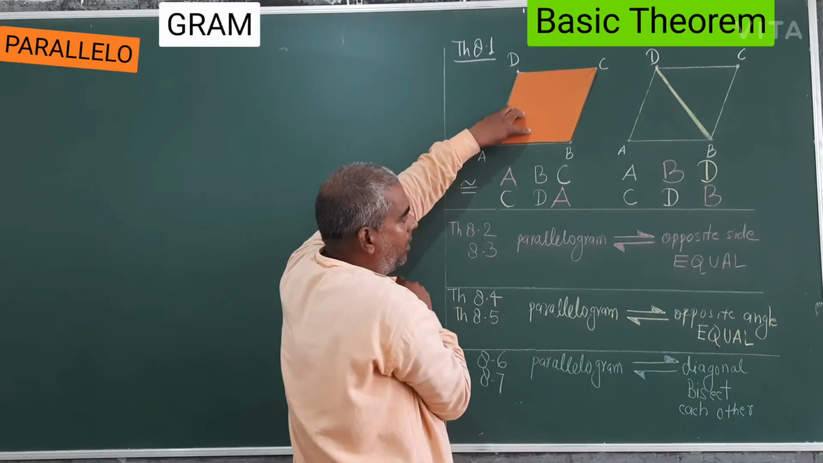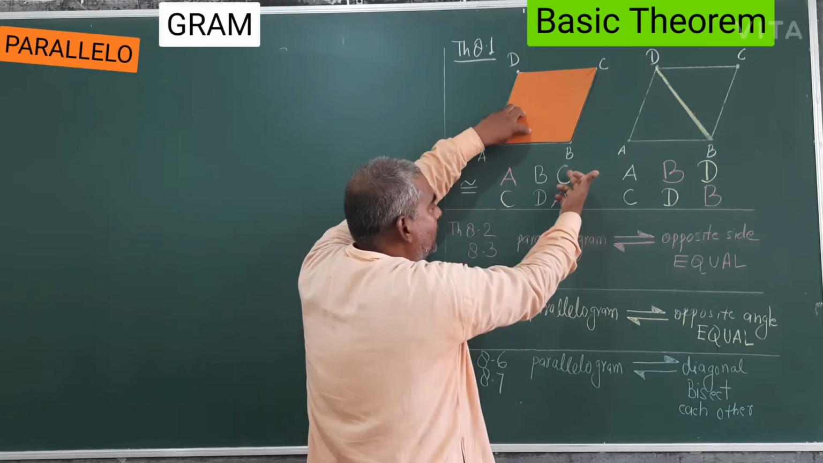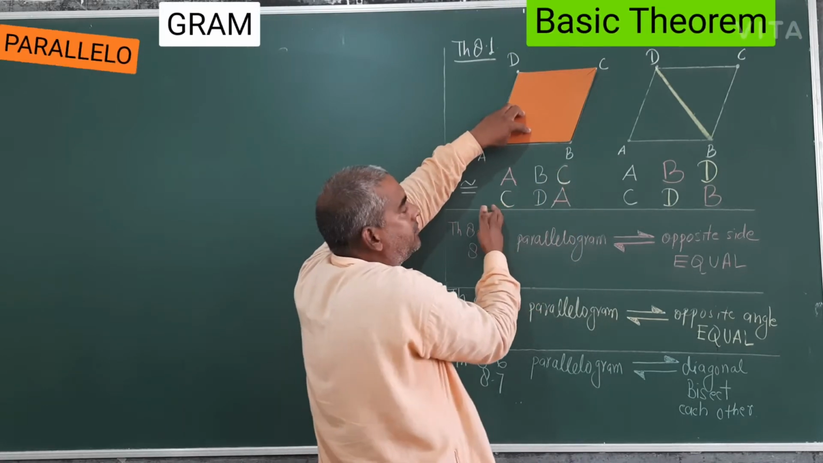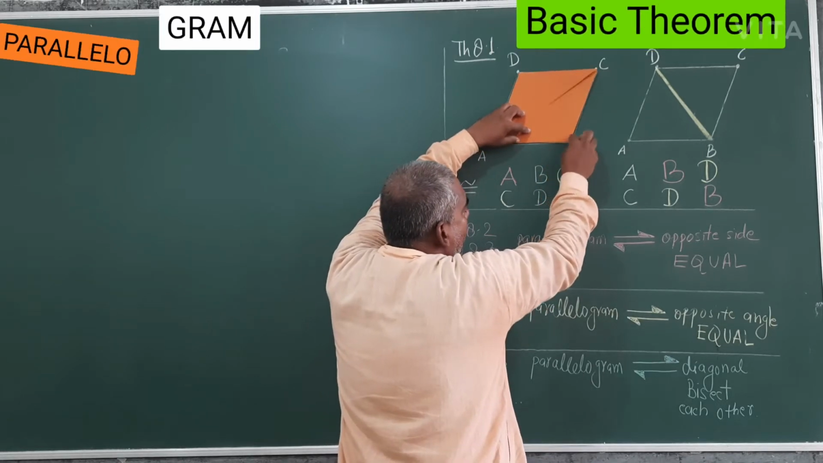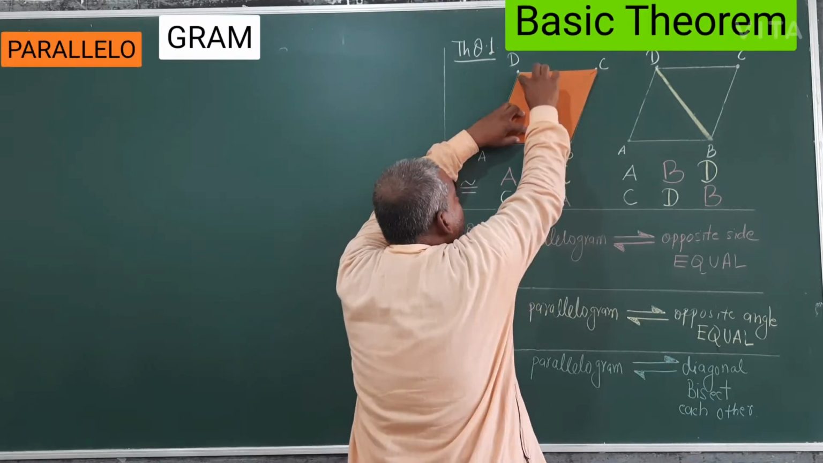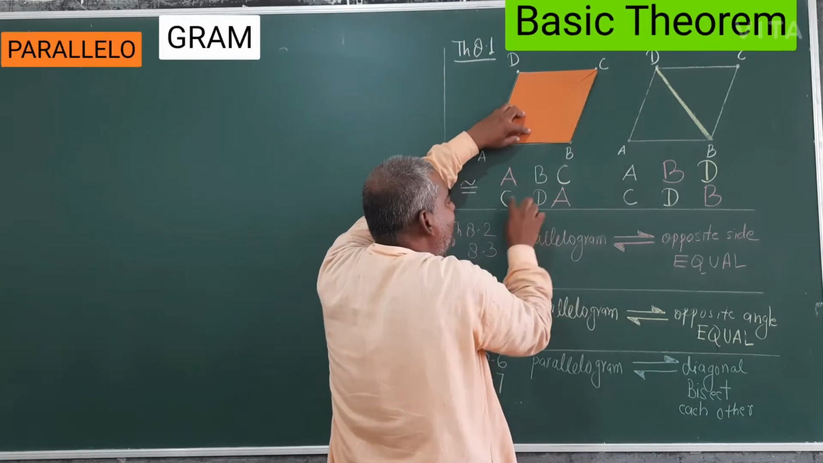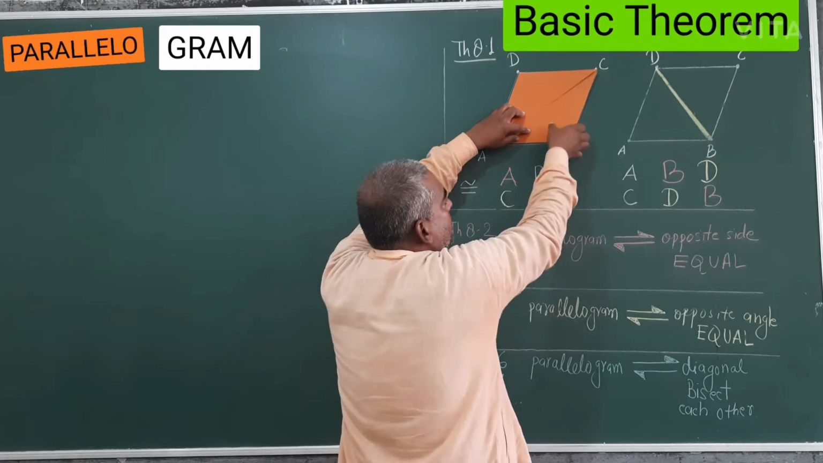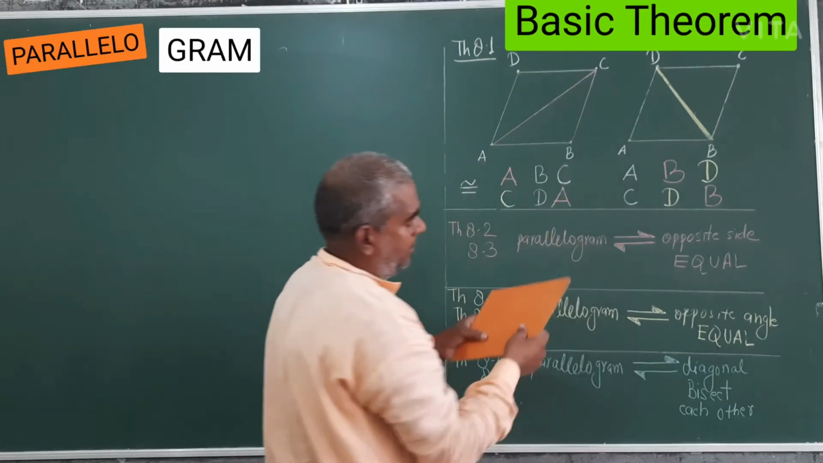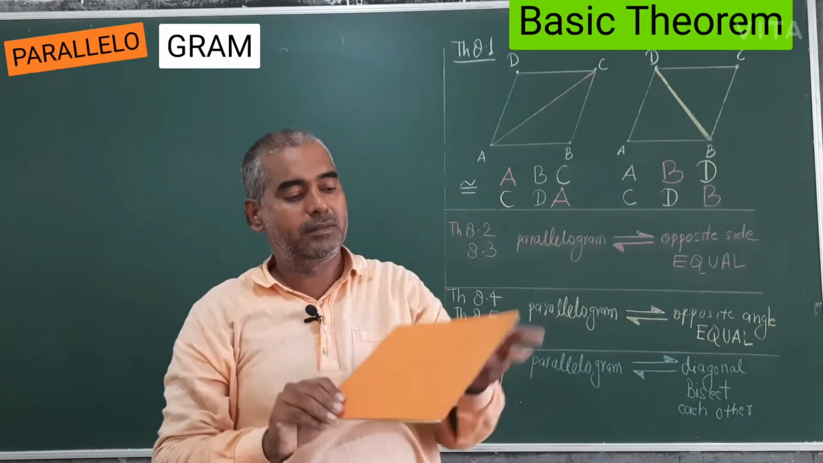You are noticing A here and A here, and C on this third, so you are getting C here. B and D are free because B and D are opposite angles. These angles are equal to this angle. So B and D are separate, but it is A, C, C, A. So the sequence is very important.